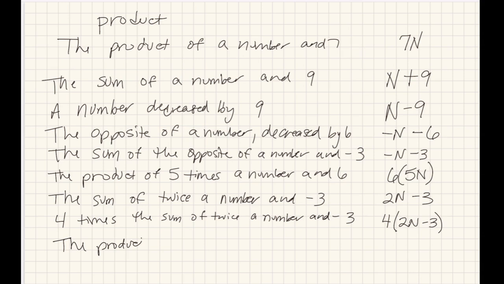Okay, last one. The product of -2 and a number increased by 5. The product of -2 and a number increased by 5. -2 times n plus 5. Nice job.